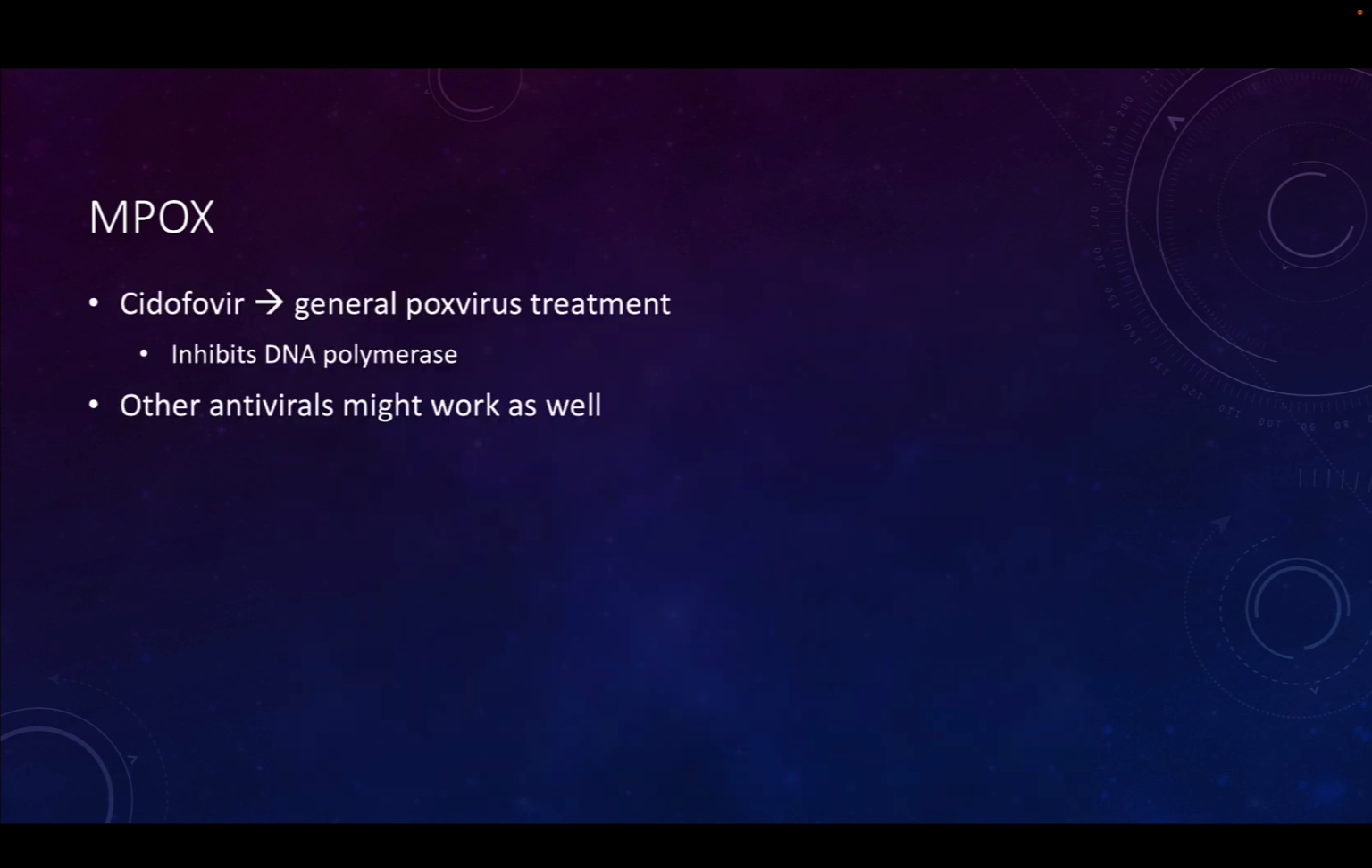There is a general pox virus treatment because pox viruses carry their own DNA polymerase. There is a DNA polymerase inhibitor that will work against them because our DNA polymerase is different from the pox virus DNA polymerase. Other antivirals might work as well. So if a patient has already developed symptoms, it's too late to give them the vaccine. There are some antiviral therapies that can also help reduce severity or decrease the duration of the infection.